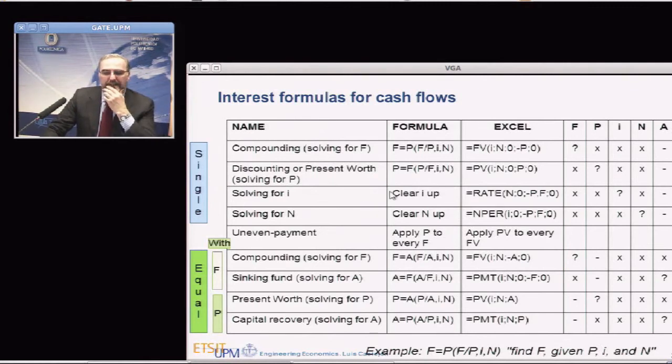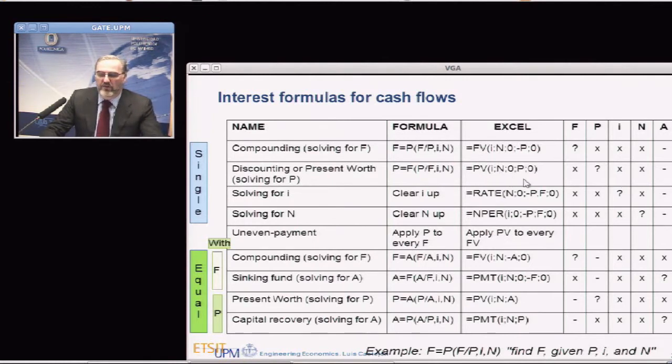So what's the case of knowing the present worth of a future single cash flow? As we know the future value, we know the interest rate, we know the number of years, but we don't know the present value. So the Excel function is present value. In Spanish, as you know, it will be VA.